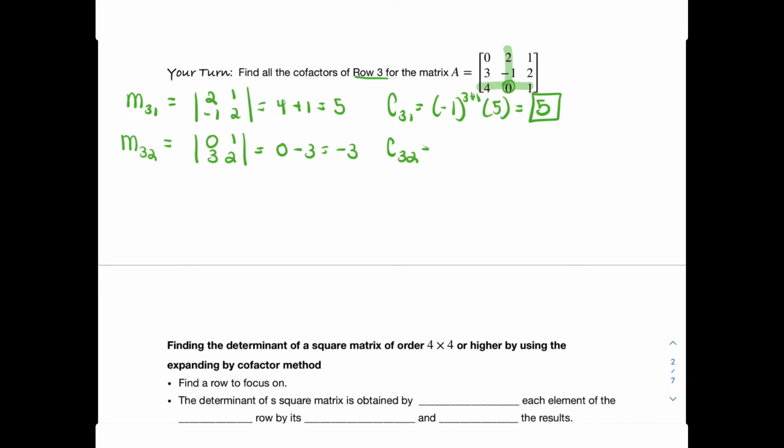Now our cofactor for 3, 2 is negative 1 to the 3 plus 2 power times our negative 3. Well, negative 1 to the 5th power is negative 1, times a negative 3 gives us a positive 3.